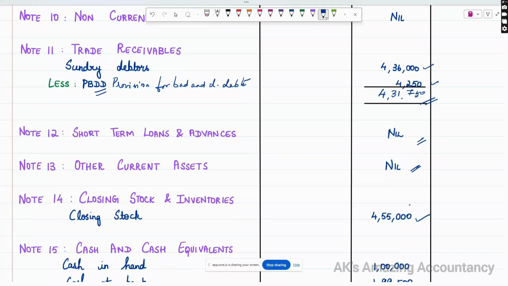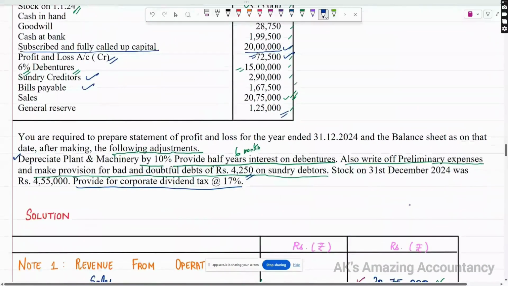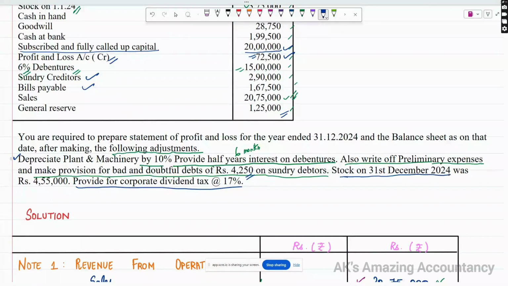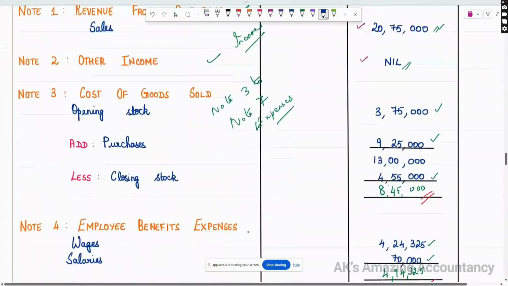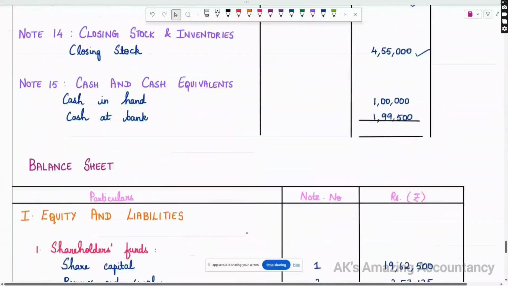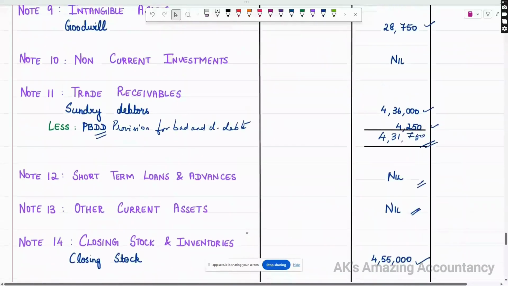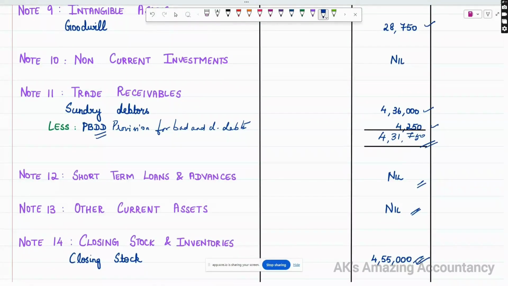You can have a quick look at the problem where closing stock is given. Stock on 31st December 2024 was 4,55,000. The stock which is given here in the additional information, that is only closing stock. The stock available in the main information will be the opening stock. So closing stock 4,55,000 is the amount which will come at Note 14.